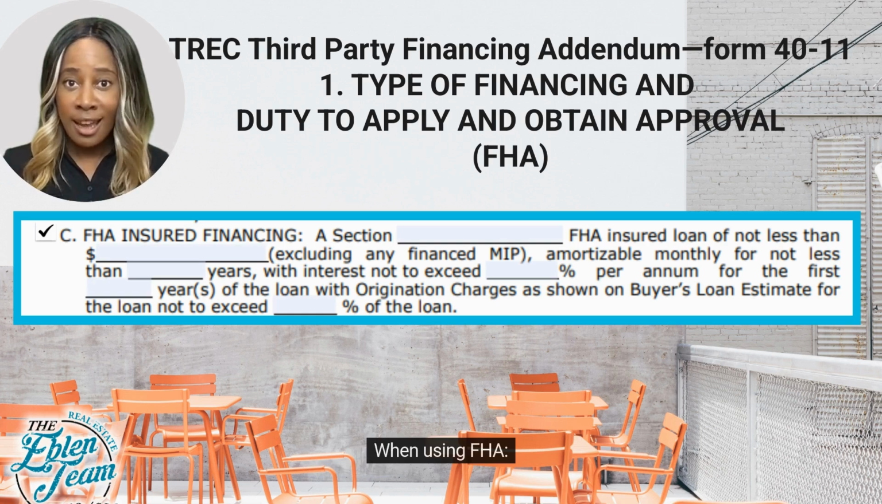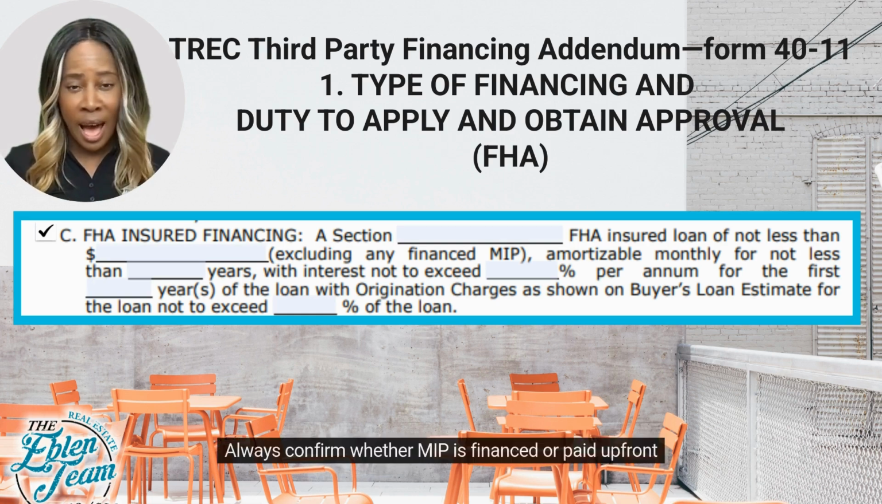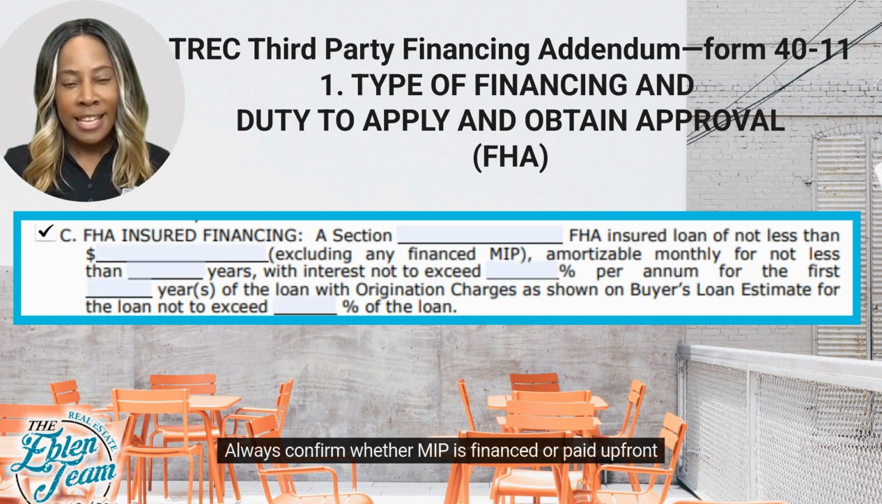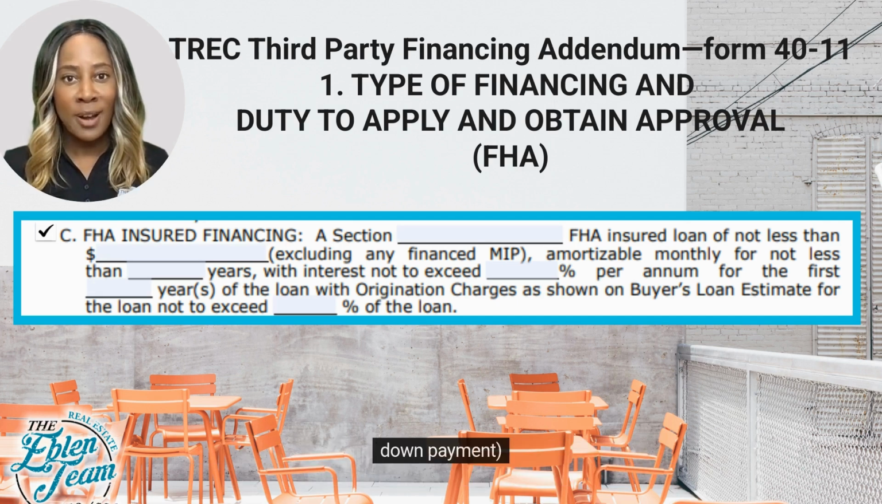When using FHA, be mindful of FHA appraisal timelines and repairs. Always confirm whether MIP is financed or paid up front. Help buyers understand mortgage insurance is not cancelable on FHA loans originated after June 2013, unless large down payment.